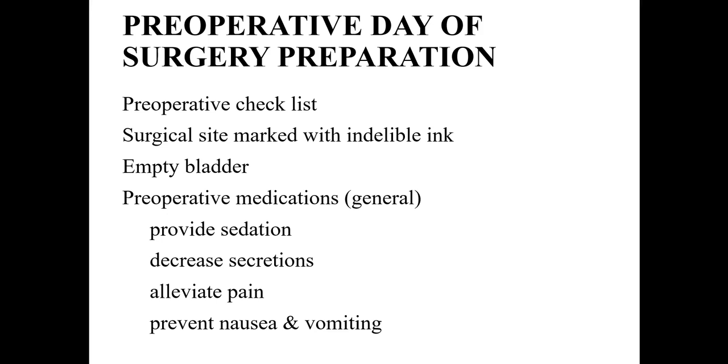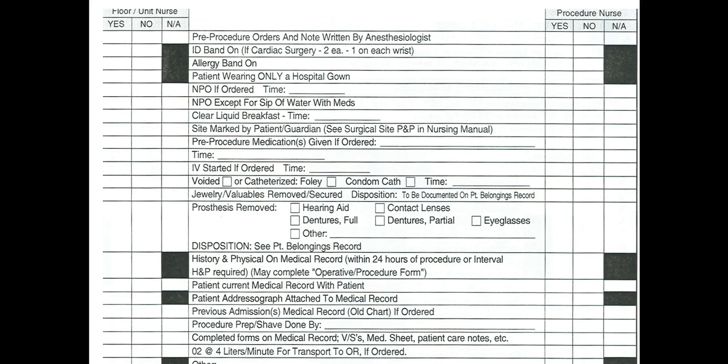So we talked about the checklist, the site, emptying the bladder. Before surgery, make sure they go to the toilet or the bedside commode. Let them know about sedation and alleviating pain. We're going to make sure that your pain's controlled. We're going to make sure that you don't have any nausea or vomiting. We're going to give you medications that can help with secretions, kind of prepare them for all of this.